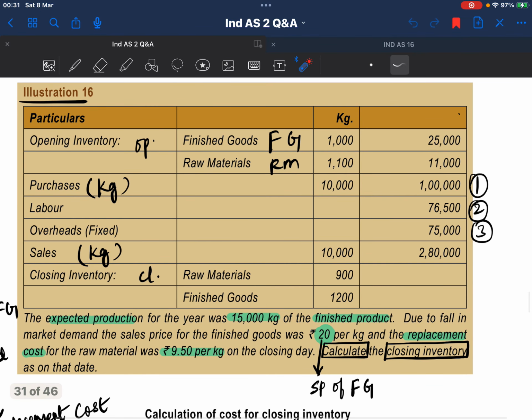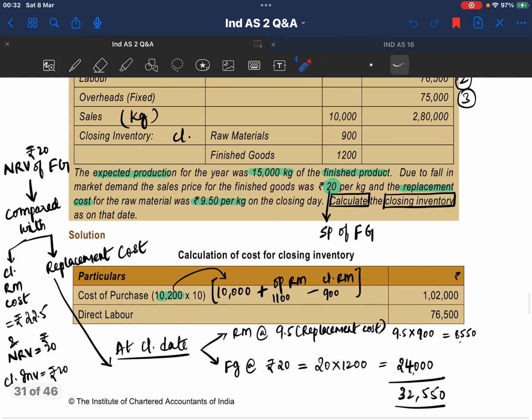Illustration 16. Given particulars: opening inventory, finished goods, raw material, closing inventory, raw material and finished goods. Purchases are given, sales are also given in kgs, and also the value. Labor and overheads are given. Fixed overheads are given, which means we take it divided by the normal amount into the actual for absorption. The expected production is 15,000 kg of finished product. Rupees 20 is the selling price of finished good. Replacement cost is rupees 9.5 per kg. Calculate closing inventory on that date.